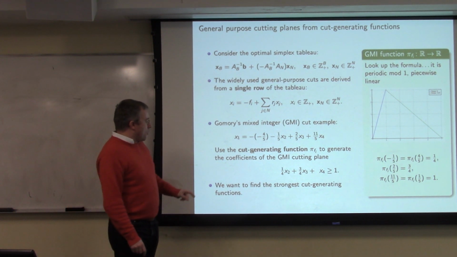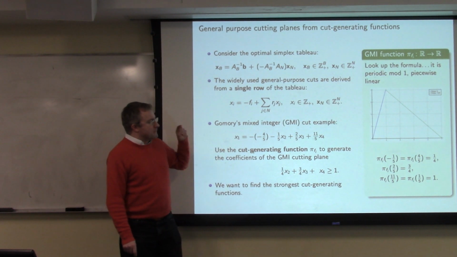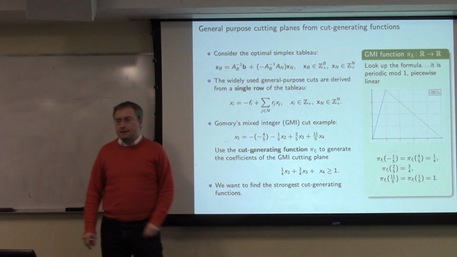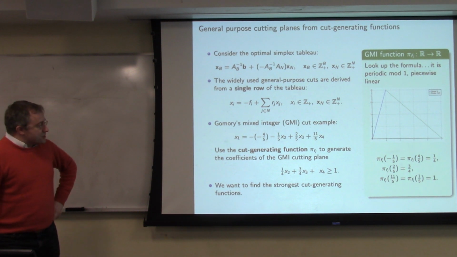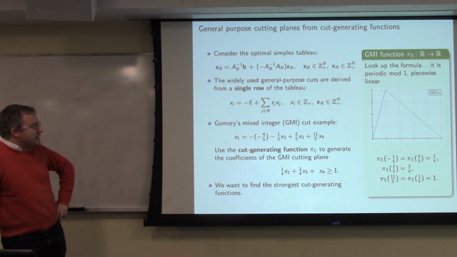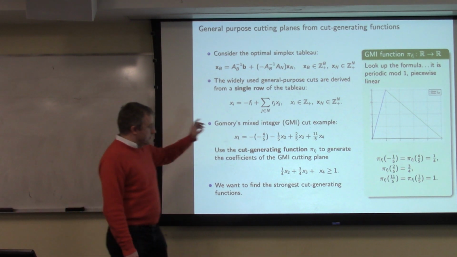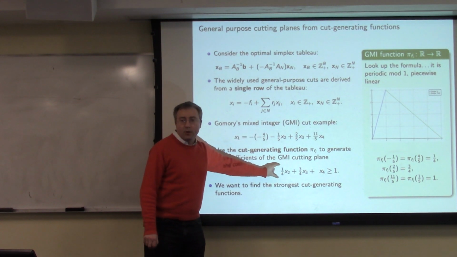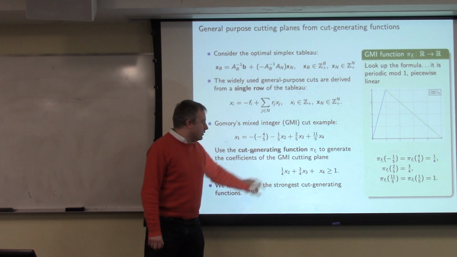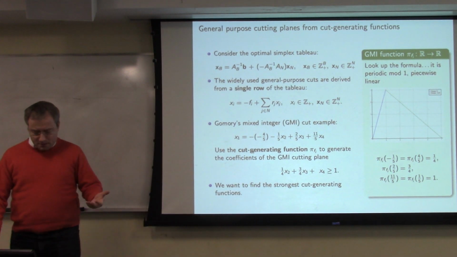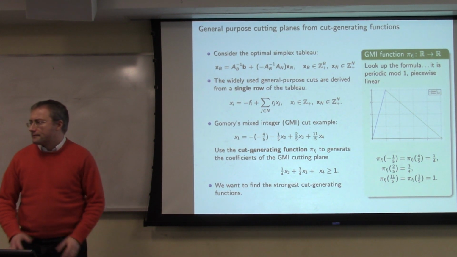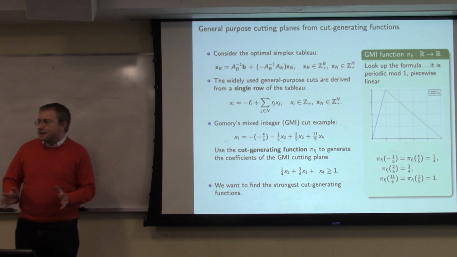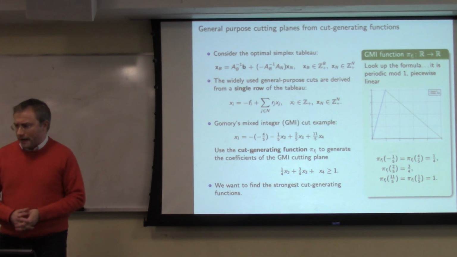So we want to ask what functions do the same job as this function, but perhaps in a better, stronger way. And so that's exactly the topic of this research area. We call any function that does this job, so it's able to transform coefficients here to coefficients of valid inequalities for the integer points, a cut generating function. And so we want to ask, what are the strongest cut generating functions? Is it true that every piecewise linear periodic function is also a cut generating function? It's not. That's too weak. I'll show you a characterization in a bit.